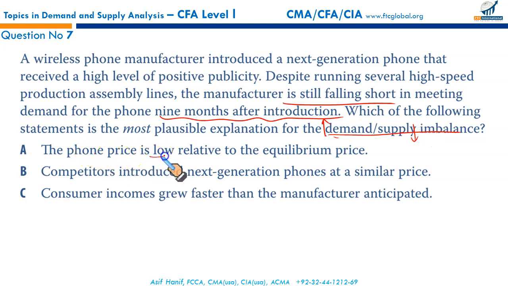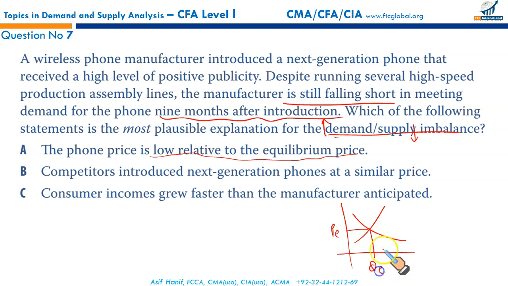The phone price is low relative to the equilibrium price. Exactly, that's what would have caused this. So this is supposed to be the equilibrium price. This is supposed to be the equilibrium quantity. So the price might be somewhere here. At this point, the quantity demanded is more, the quantity supplied is less. So this imbalance has resulted in a shortage. More demand, less supply. So the phone price is low relative to the equilibrium price. That's the perfect, correct option.